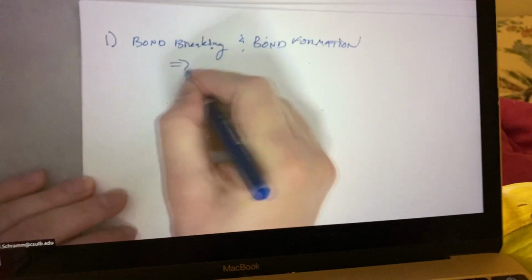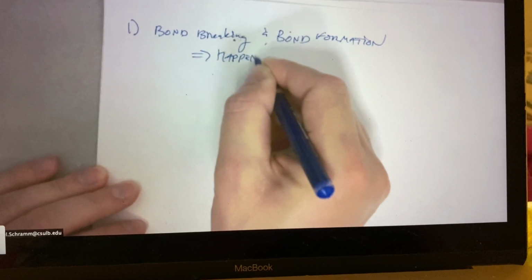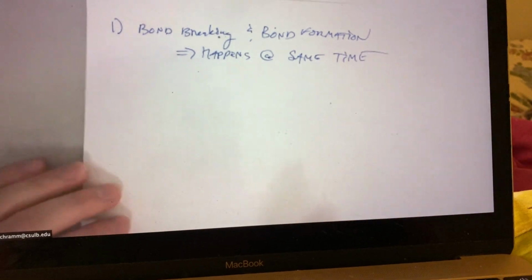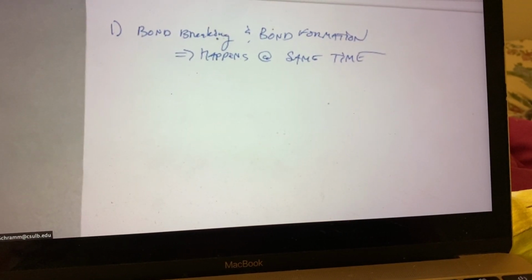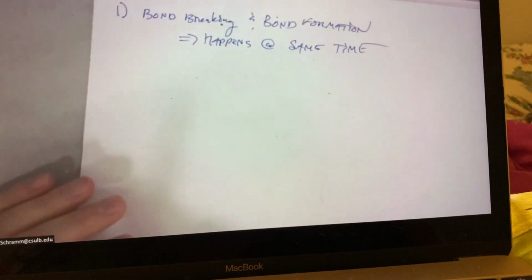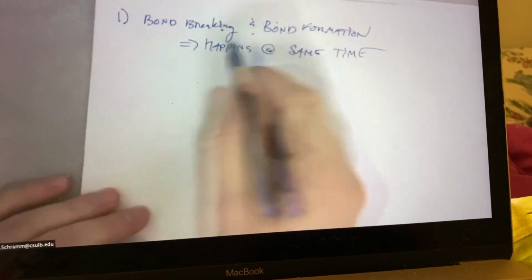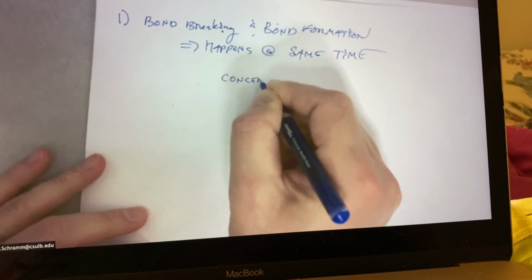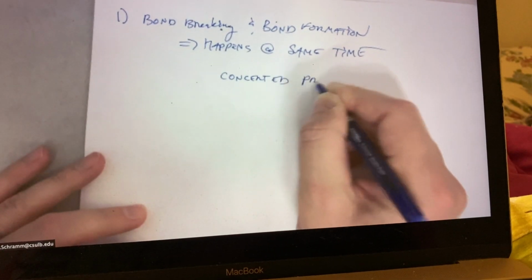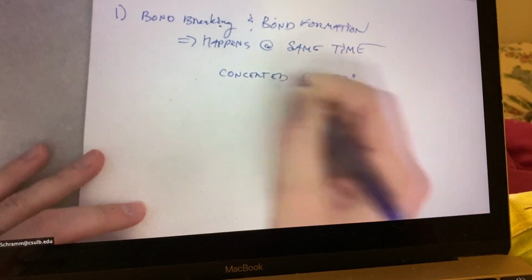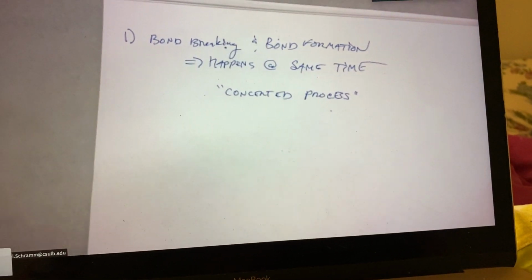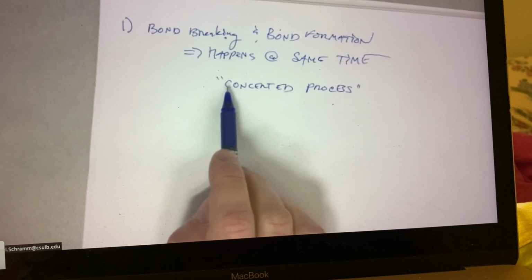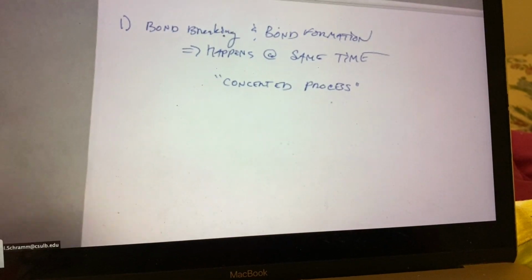And this happens at the same time. So both our new bond that's forming and the leaving group bond that's breaking, it all happens at once. This particular type of process where all these reactions happen at the same time is referred to as a concerted process. The alternative, where first a bond breaks and then a bond forms, is called a stepwise process. But when everything happens at once, it happens in concert, or it's a concerted process.